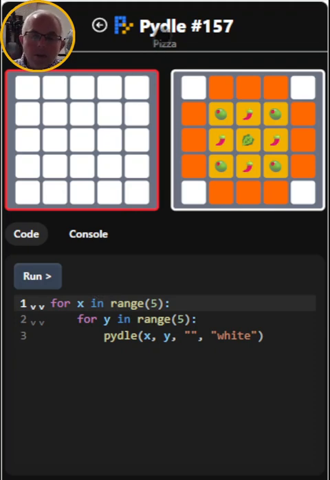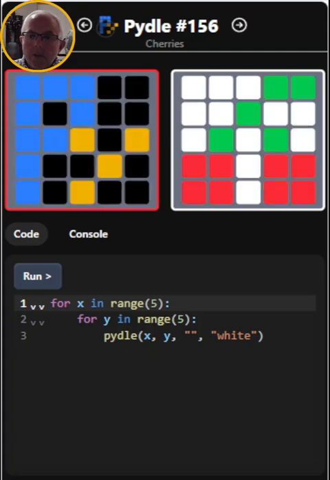Okay, I'm now going to solve yesterday's Pydle, which was a couple of cherries hanging on a branch. So let's have a go at solving that. I will post the solution on YouTube as well as text.